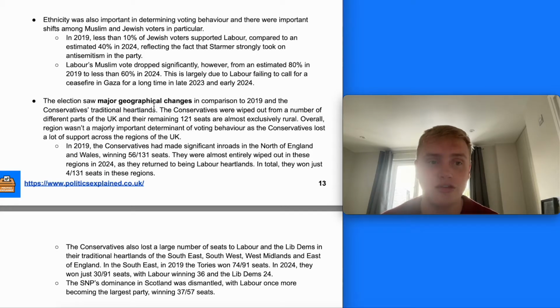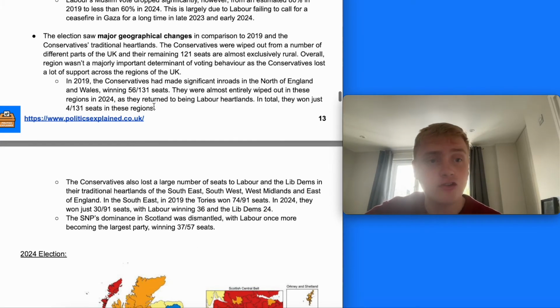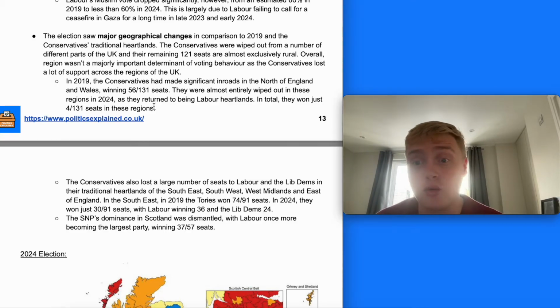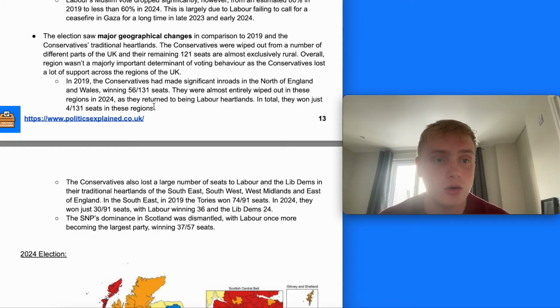The election saw major geographical changes in comparison to 2019 and in comparison to the Conservatives' traditional heartlands of over 100 years as well. The Tories were wiped out from a number of different parts of the UK, and the remaining 121 seats are almost exclusively rural. Overall region wasn't a majorly important determinant of voting behaviour, as the Tories lost a lot of support across all regions in the UK.